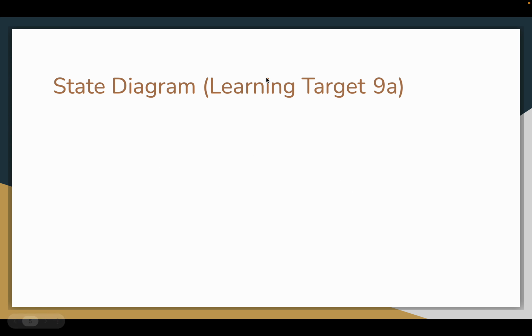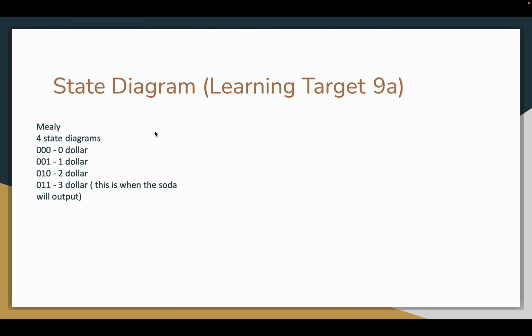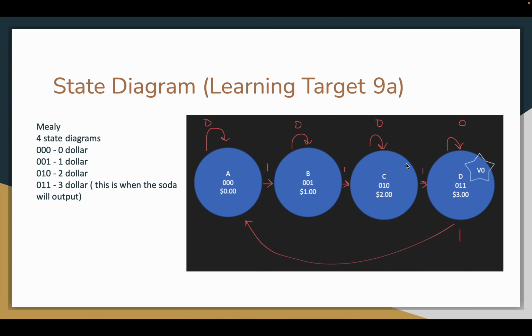So, state diagram, which is from my learning target 9A. From the clues already, we can see that it's going to have control over both the input and the memory, so therefore it's going to be a Mealy. And we're going to have 4 states representing $0, $1, $2, and $3. And after the $3, it will dispense a soda.